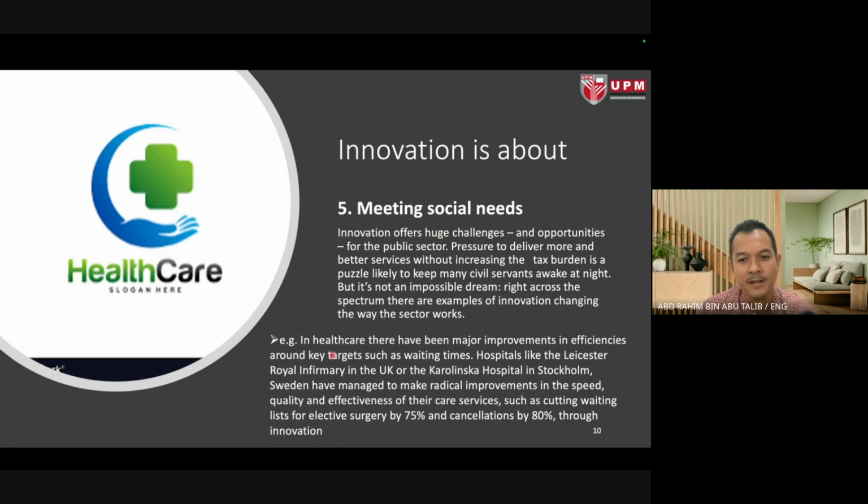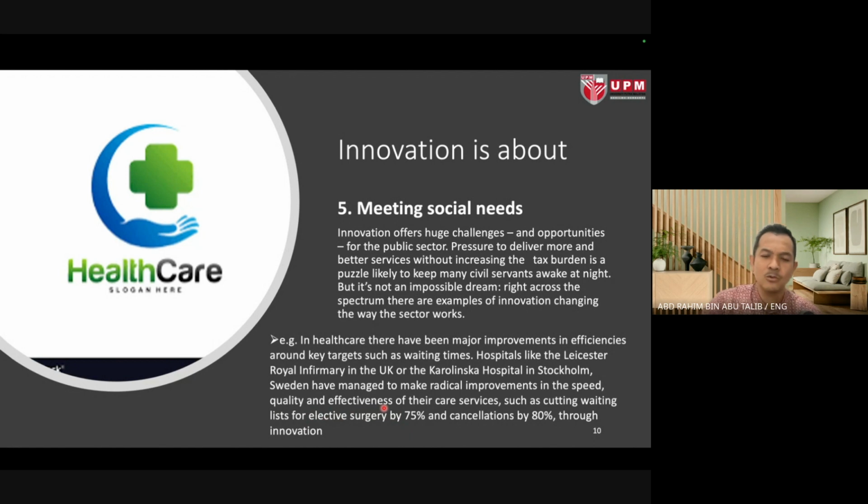For example, in healthcare, all right? In healthcare, there have been major improvements in efficiencies around key targets such as waiting time in hospital. A good example given here is hospitals like Leicester Royal Infirmary in the UK, or Karolinska Hospital in Stockholm, Sweden, which managed to achieve radical improvement in speed, quality, and effectiveness.